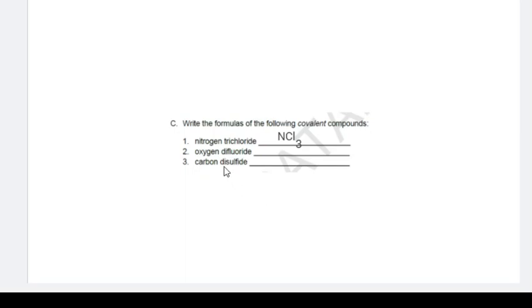Now, how about if it's di? That means 2. So, for example, carbon disulfide. So, we'll have carbon and disulfide. Sulfide is sulfur. So, since there is di in front of the name sulfide, so that means we have to put 2 as a subscript. So, we'll put here 2. So, the formula for carbon disulfide is CS2. Okay, so very easy for covalent compounds.